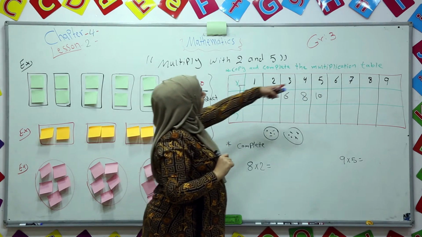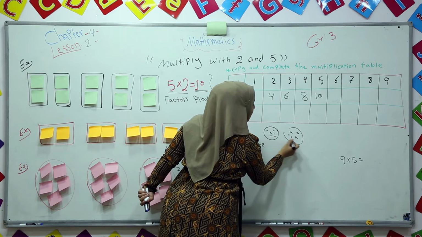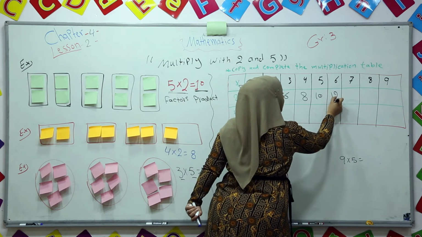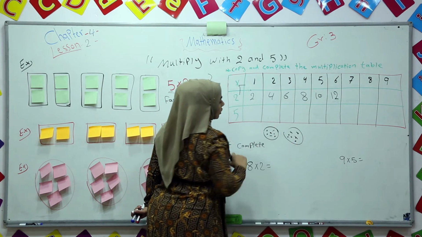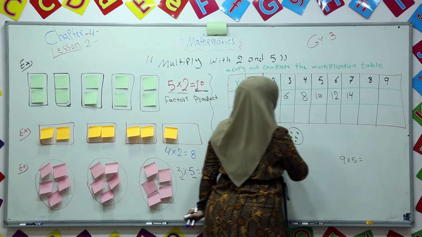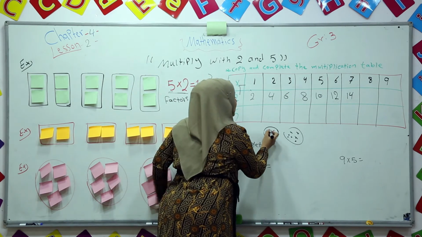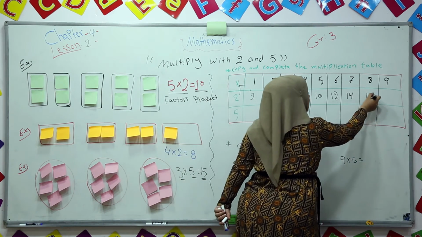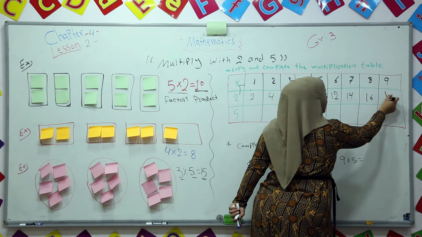2 times by 6. I have 2 groups. Each group contains 6 objects. 6 and 6, it is 12. 2 times by 7. I have 2 groups. Each group contains 7 objects. So it is 14. If we count all the objects, it is 14. I have 2 groups, each group contains 8. 2 times by 8 is 16. And 2 times by 9 is 18.